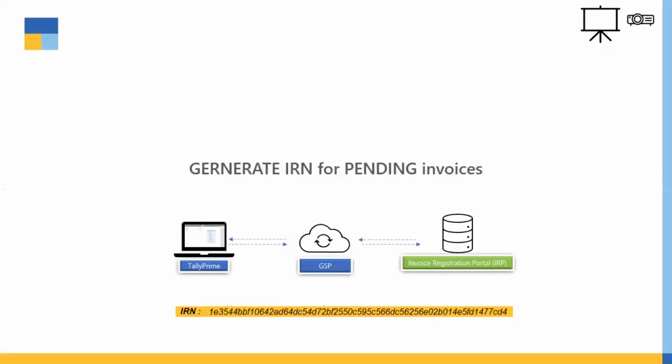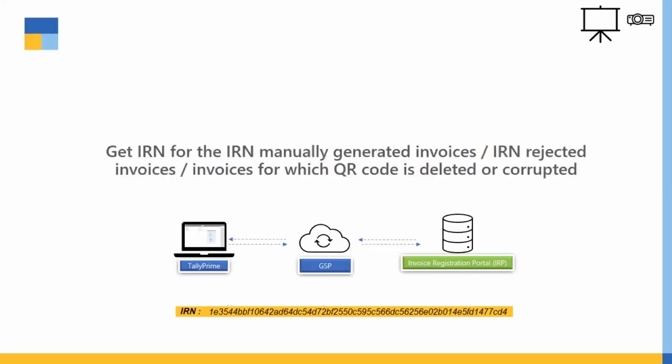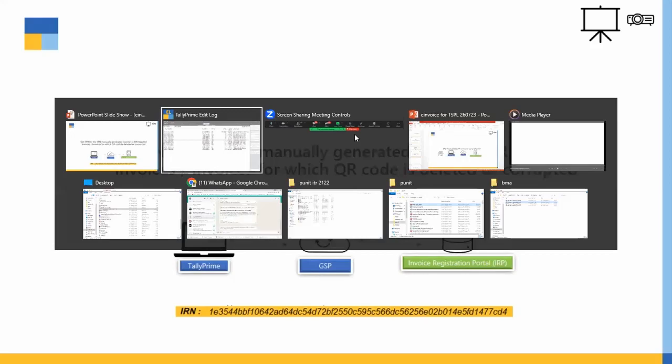Generate IRN for pending invoices. You go to Alt Z Exchange and generate IRN. Many times it does happen that you have sold through Amazon or Flipkart, so the e-invoice is generated from that software. Now you want to update those details also. What to do for such cases? Then you will have to manually update it, or you can update it through get IRN number. I will show it to you in Tally.